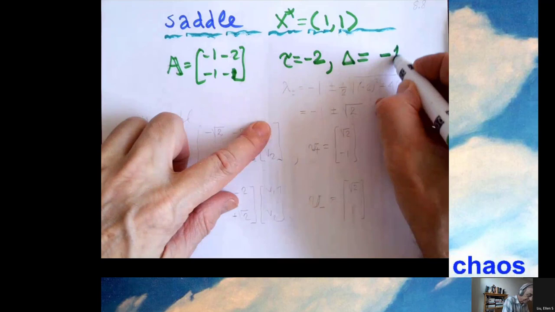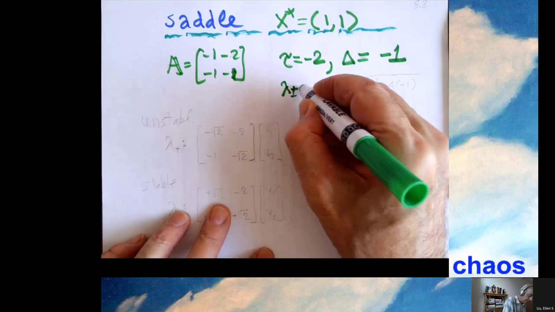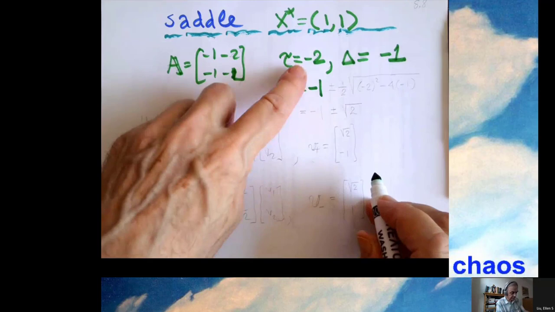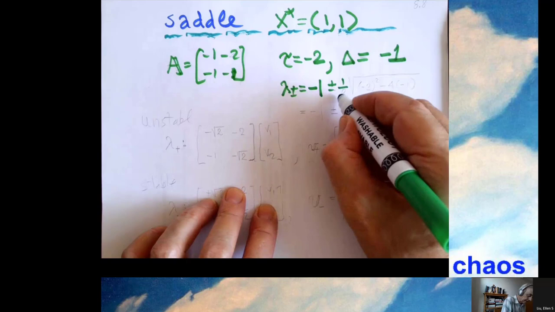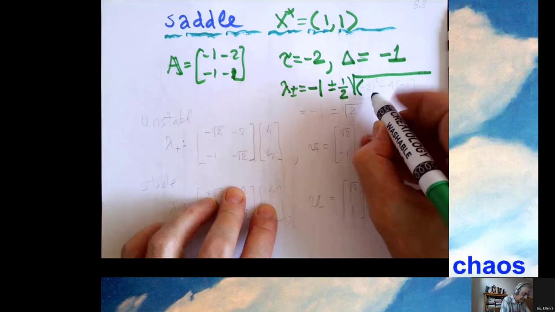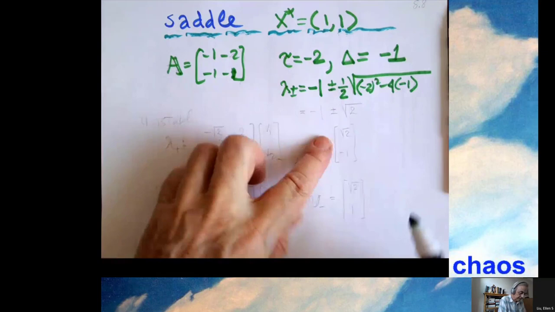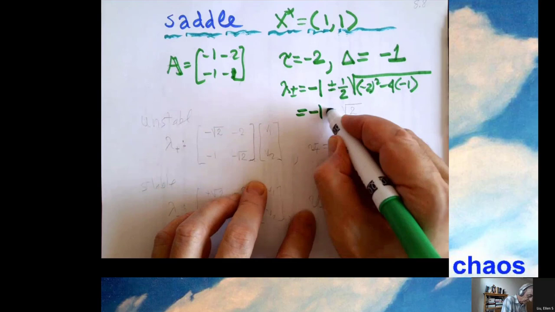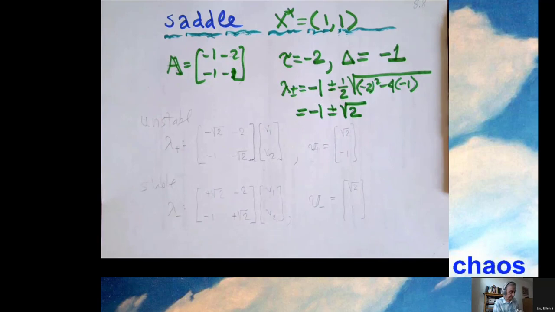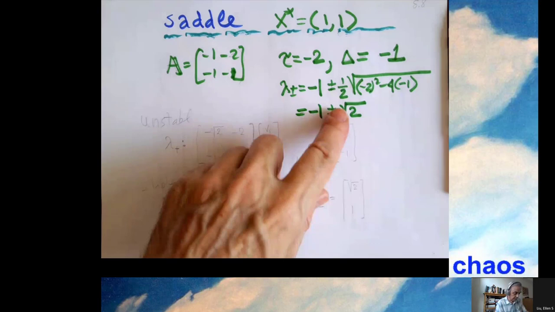And therefore, I know its eigenvalues, there are 2, they're plus and minus. The first term is trace divided by 2, so that gives me minus 1, plus minus. Then I have the so-called discriminant, the square root thing, where I take the trace and square it, and I subtract 4 times the determinant, which is minus 1. And this is 4, this is 4, goes out. And I get minus 1 plus minus square root of 2. Now, square root of 2 is larger than 1. So this is a saddle. It has an eigenvalue which is positive, and an eigenvalue which is negative.